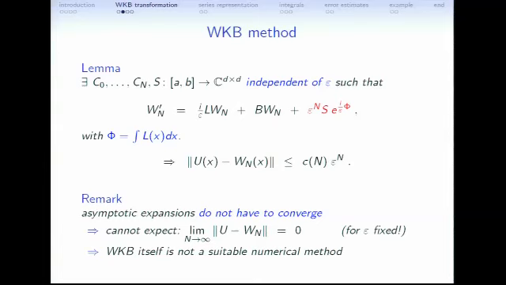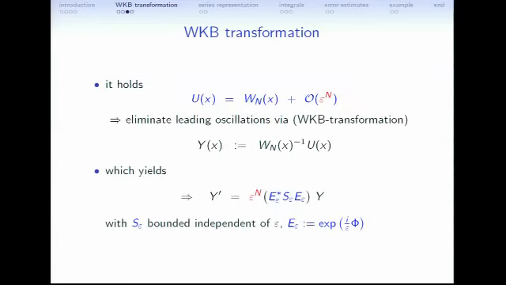But unfortunately, as you know, asymptotic expansions do not have to converge, and hence we cannot expect, if epsilon is fixed, that the error here tends to 0 if n tends to infinity, and thus this ansatz itself is not a suitable numerical solution. So you have to do something else. But we can still benefit from this, because we've seen before that we can write our exact solution that we want as our ansatz function, which we construct, plus a small perturbation. And this enables us to eliminate the leading oscillations.